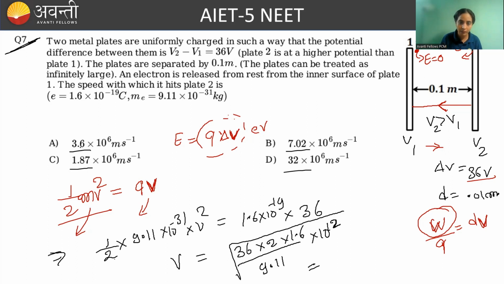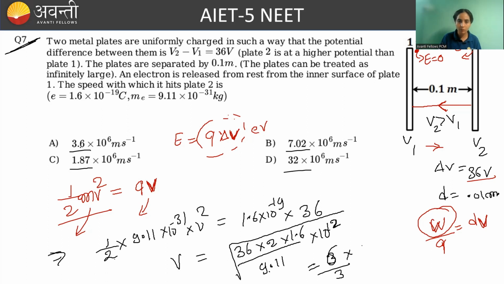This is 9, 36 into 2. So that will become, this is 6 by 9. So that is 36 by 9. So if you take 36 by 9 out of the root, it will become 6 by 3. And inside will remain what? This is 2 and this is 1.6.